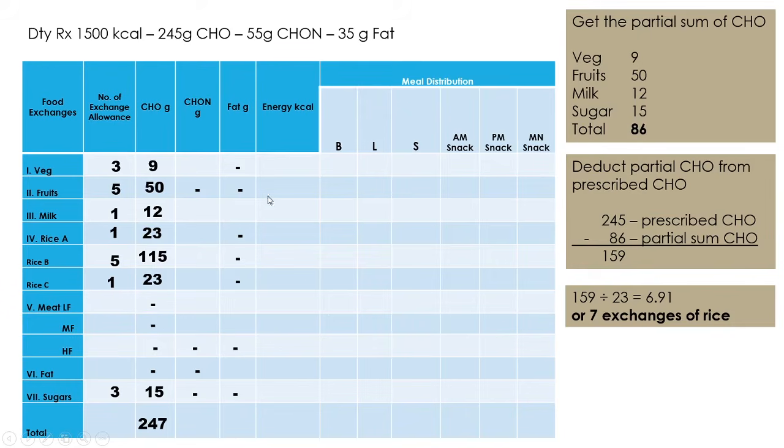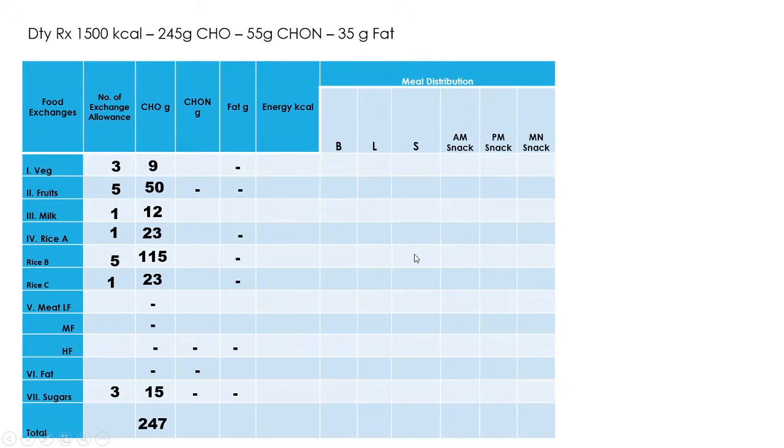So next, we will get the protein values of the following food groups. Let's put the protein values of vegetables. We got this again from the table of the food exchange list.